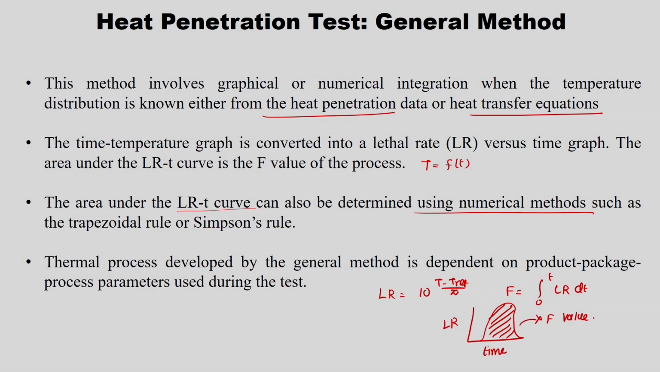The thermal process developed by the general method depends on the product, package, and process parameters used in the test, remember. So, this is the general method. Here I am not using any formula. I can directly get the temperature as a function of time, then using that I calculate the lethality rate, then use any numerical integration technique or a simple graph to find the area under the curve and find the F value.